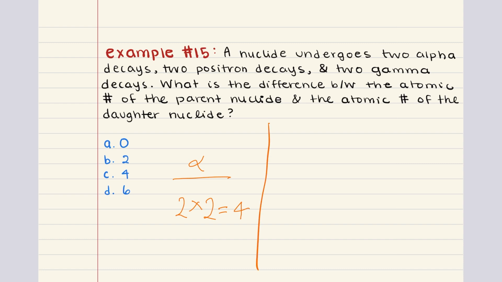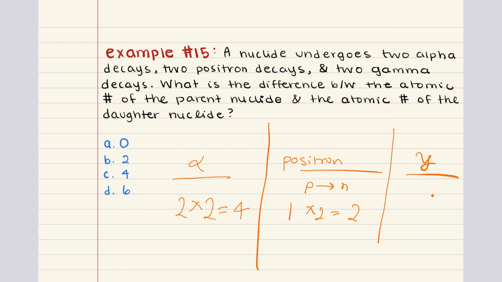Next, we have a positron decay. This reduces the atomic number by 1 because a proton is converted to a neutron. So again, it reduces the atomic number by 1. With 2 positron decays, the total reduction is 2. Finally, we have gamma decay. This involves the emission of energy, but it doesn't change the atomic number. So even though there are 2 gamma decays, their net effect on the atomic number is 0. Again, because gamma decay just involves the emission of energy.